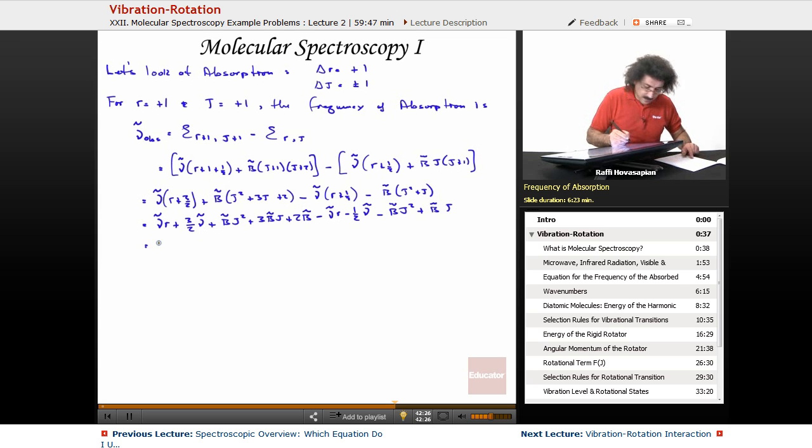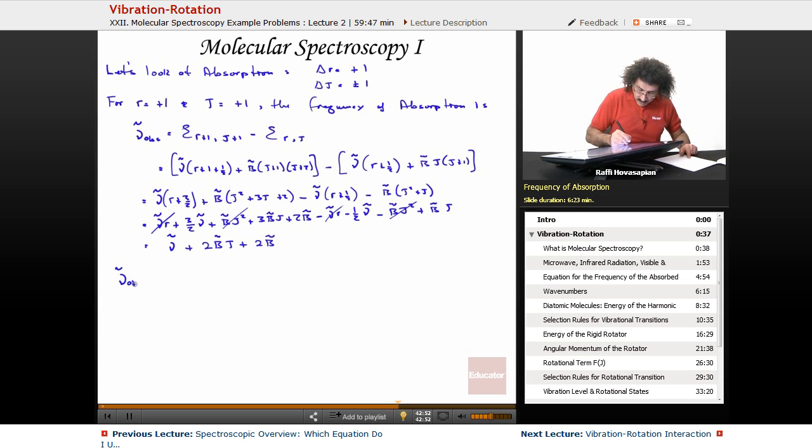Don't let it get to you. I combine terms. For example, I can cancel this one and this one. I can cancel BJ squared and that one. I can combine the 3/2 nu minus the 1/2 nu. What I'm left with is nu tilde plus 2B tilde J plus 2B tilde. Let me simplify this a little bit.